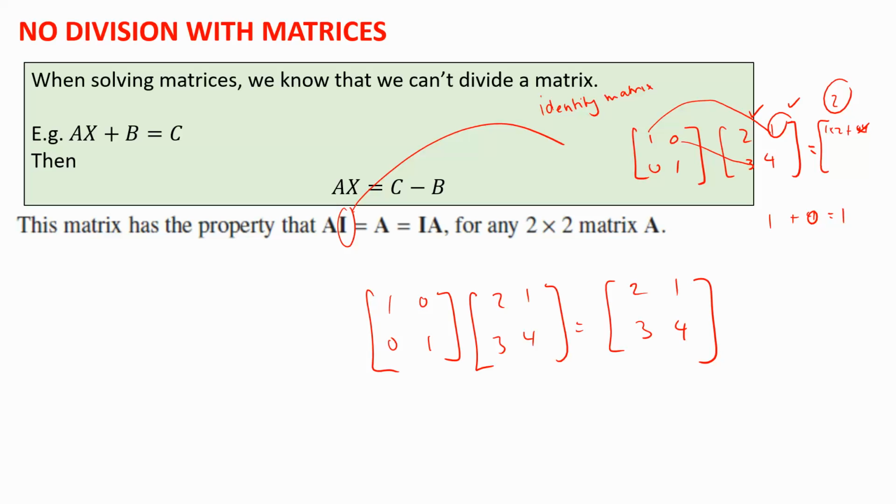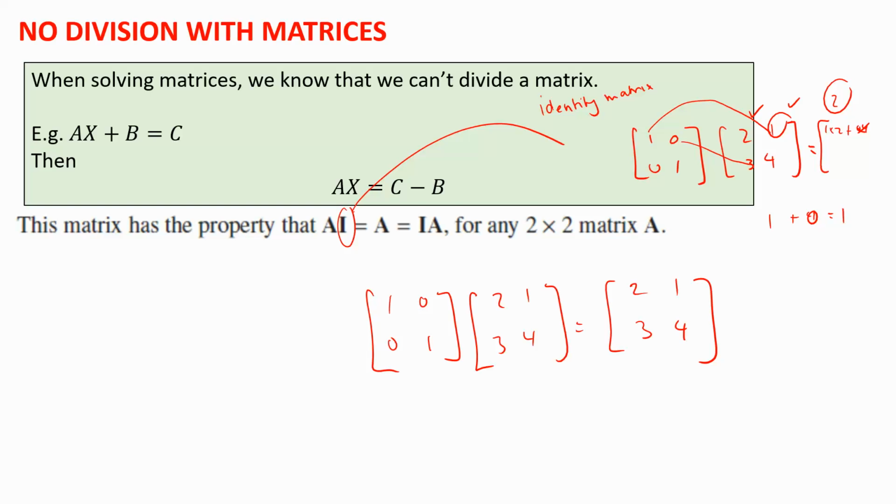If you try doing the matrix multiplication, 1 by 2 plus 0 by 3 ends up being 2. 1 by 1 is 1, 0 by 4, again, equals 1. 0 by 2 is 0, and then 1 by 3 is 3. So you get 3. And finally, 0 by 1 is 0, and then 1 by 4 is 4. Okay? So this is what we call the identity matrix, and that's great.